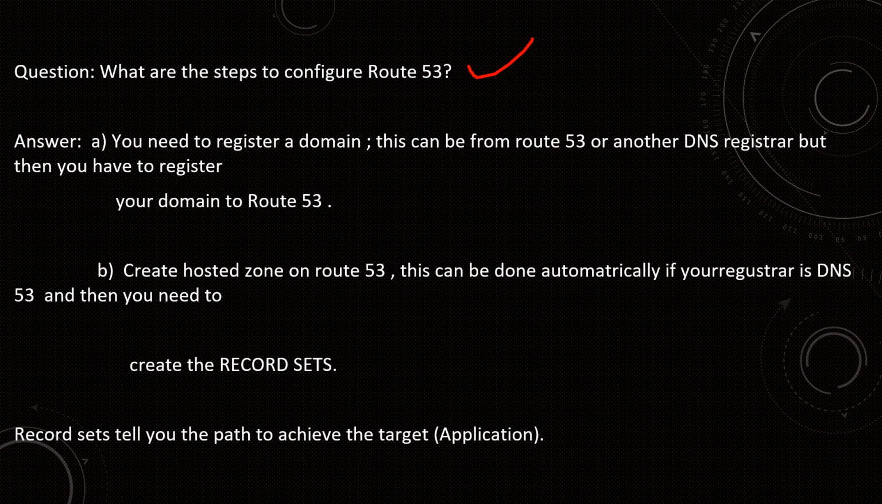Second point is you need to create a hosted zone on Route 53. That can be done automatically if you are registered in AWS DNS, right? Otherwise, you need to create it manually here, and then go to the record sets, right, guys? Record sets tell you the path to reach the application target. Coming to the next slide.